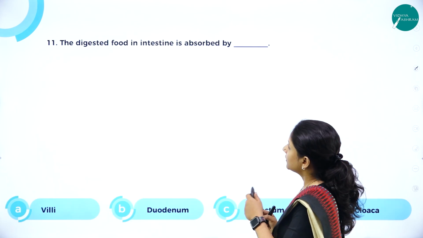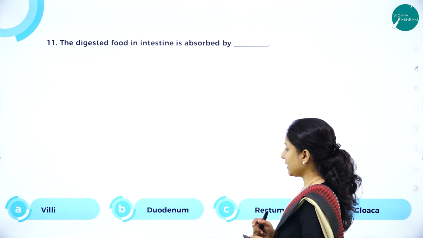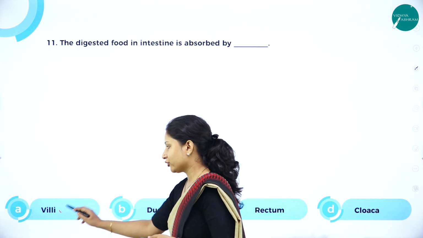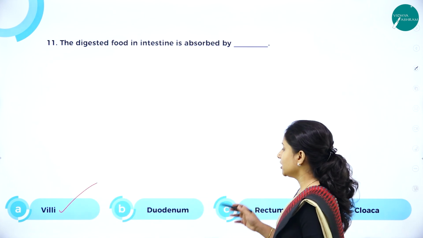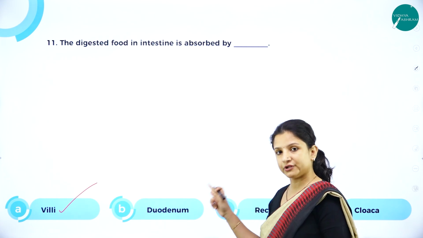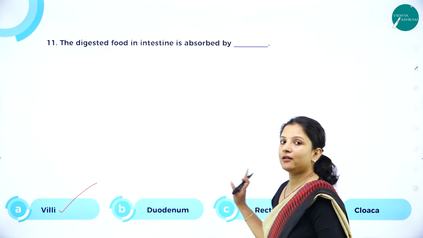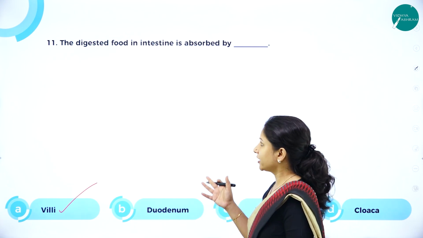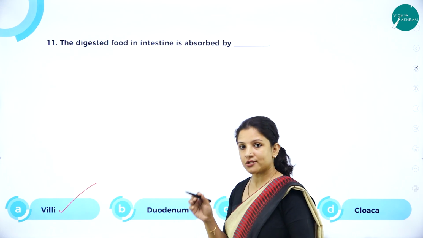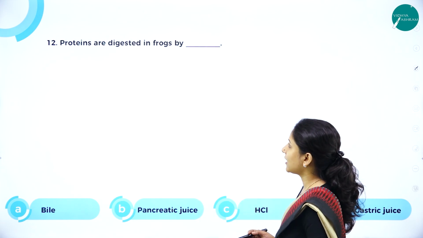Next, the digested food in intestine is absorbed by villi, duodenum, rectum, cloaca. It is villi or microvilli. So option A is the right answer. Duodenum, actually partially digested food, that is called the chyme, moves into the duodenum, and the undigested food moves into the rectum, and then it goes into the cloaca. So therefore the question here is digested food is absorbed by finger-like projections that are present in the small intestine, and it is called villi. Option A is the right answer here.